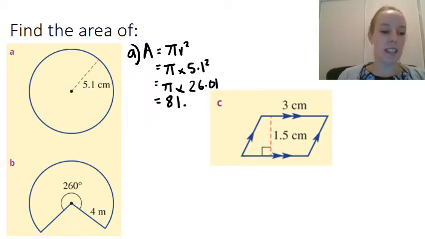So 81.712 we'll just round to 81.71 centimeters.